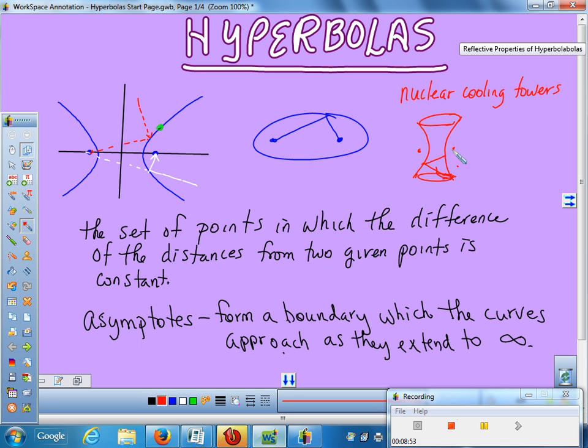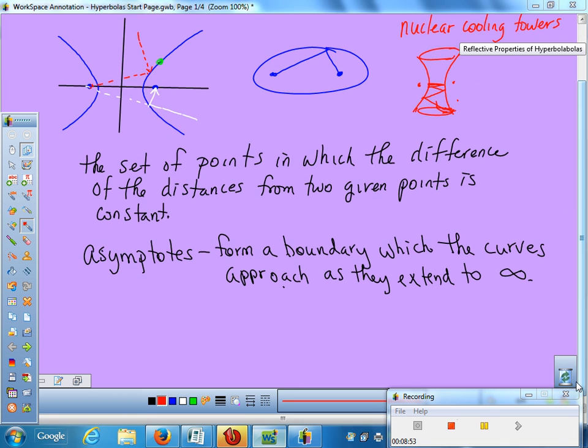It bounces to the other focus, which is then going to bounce it to that one, and then what's eventually going to happen? It's going to get stuck right there going back and forth at the center. They can create a collection device at that point that collects all the radioactive particles that escape. Pretty cool use of math. So nuclear cooling towers are one of your uses.